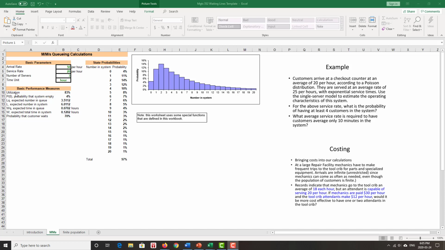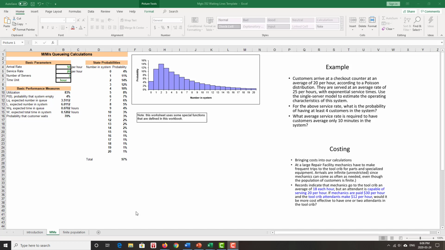Utilization, that's just lambda divided by mu. Probability of zero, nobody in the system. We have LQ, L, WQ, W, all the key metrics related to waiting lines. And then we have the state probabilities. Those are those Poisson-like probabilities. So the number of people or number of things in the system and the probability that you have exactly that number in the system. Okay.